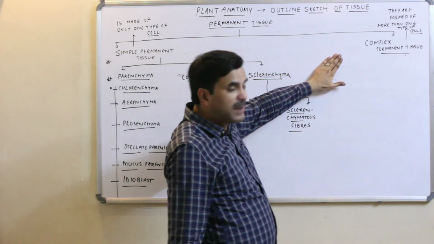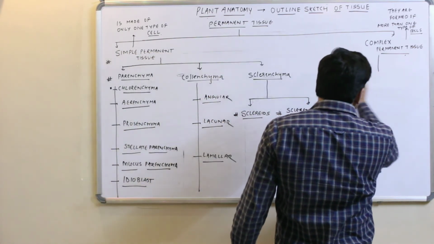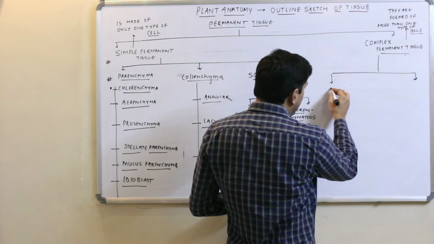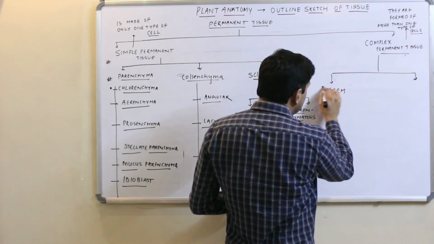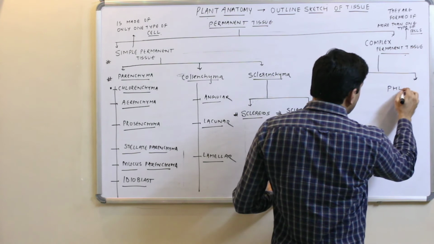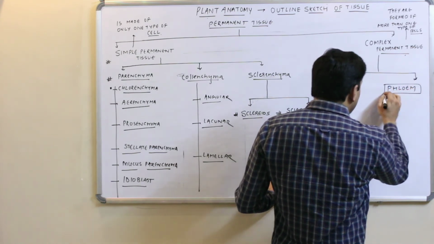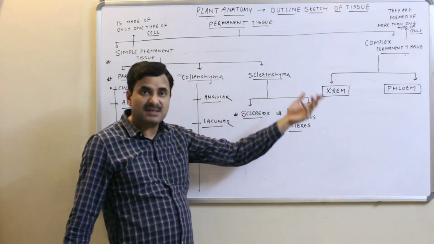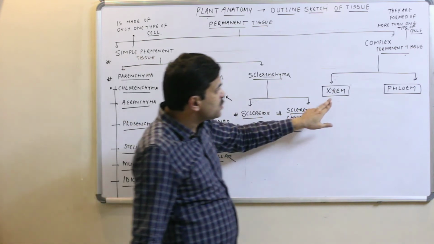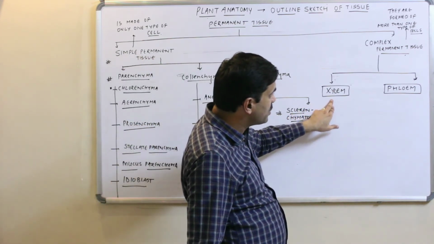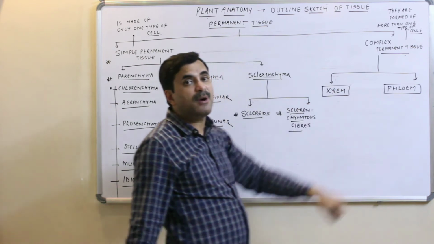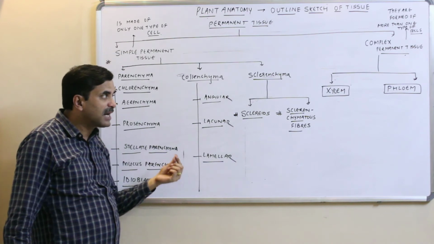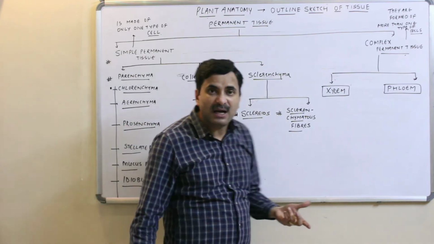Now if we come to the complex tissue, then complex tissues are broadly classified into how many categories? Two categories. One is known as the xylem and another is known as the phloem. Now xylem and phloem are also tissues, so they are also made up of cells, right? So xylem is composed of four types of cells or components, and the phloem is also made up of four types of components. Now let's discuss how many types of cells are there in the xylem and how many types of cells are in the phloem.